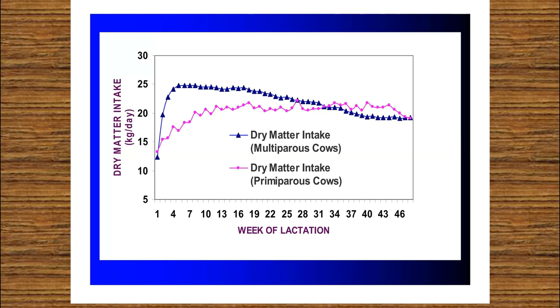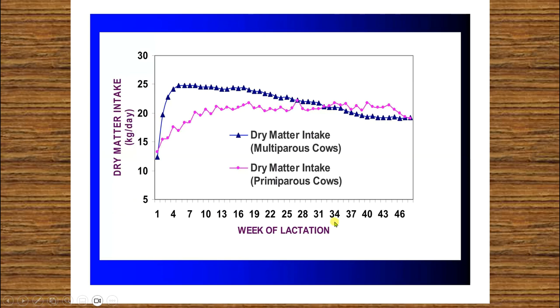So here you can see the week of lactation, starting from day 1 to day 46. The red line indicates the dry matter intake, especially in the case of primiparous cows. Whereas the blue line notes the dry matter intake of the multiparous cows. So this is the dry matter intake in kg per day here, and it goes on increasing.